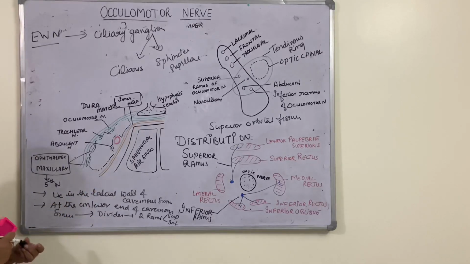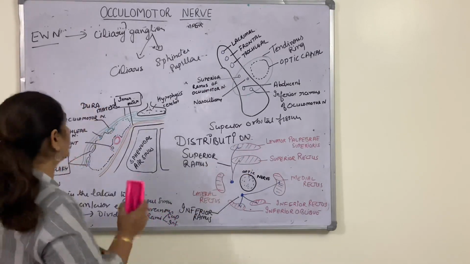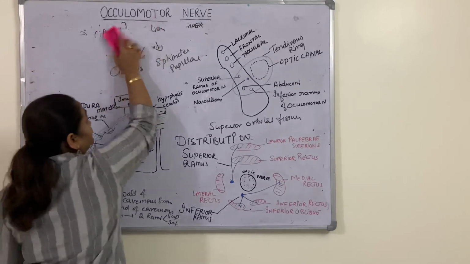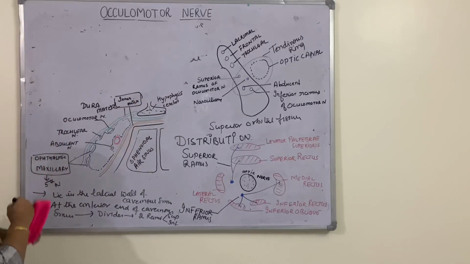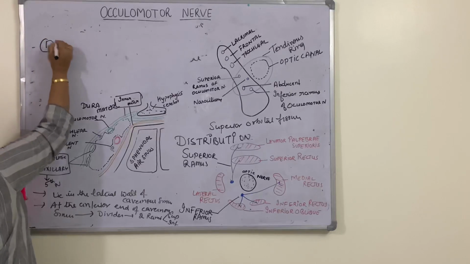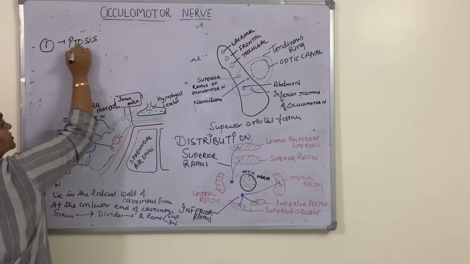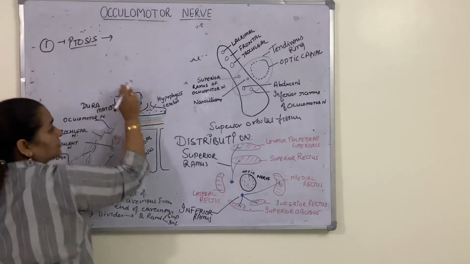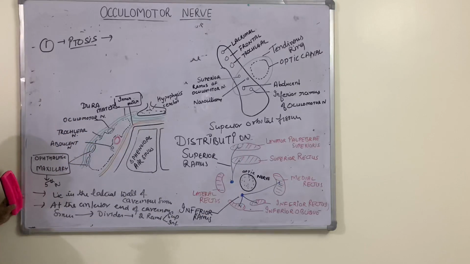Now, if the oculomotor nerve is injured, what will happen? If we see the applied aspect of this, if the levator palpebrae superioris is affected, that will lead on to ptosis, partial ptosis. That is because of the injury to the levator palpebrae superioris, but superior oblique is intact. So that's why I am saying partial ptosis.